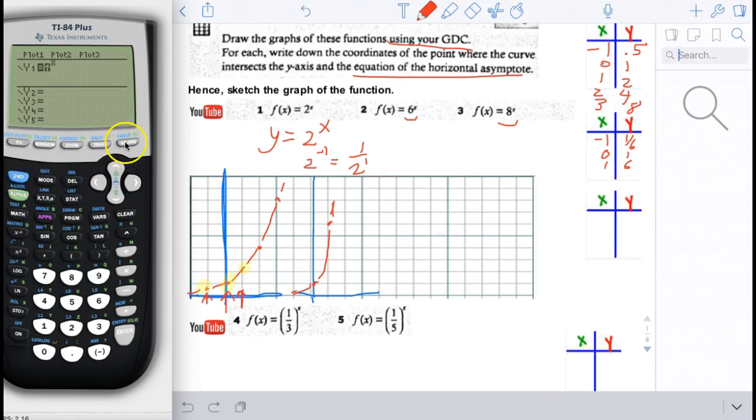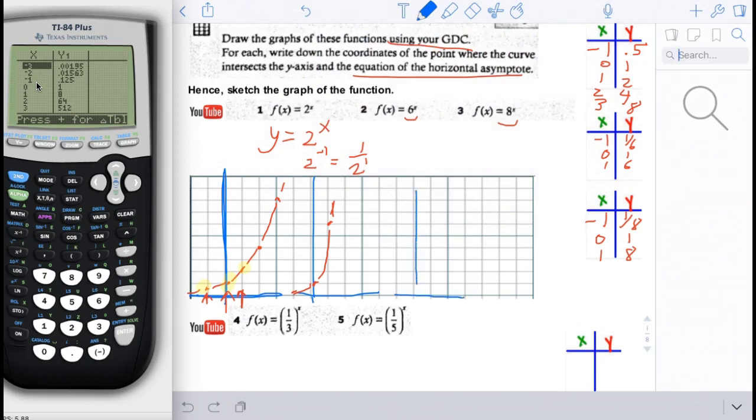We'll just look at the table and don't even need to look at the graph. We're just going to copy some of these numbers off of here. So we got negative 1, comma 0.125, which is 1/8, 0, comma 1, and 1, comma 8. So negative 1, comma 1/8 is that point here. 0, comma 1 is this point here. And 1, comma 8 would be that point there.